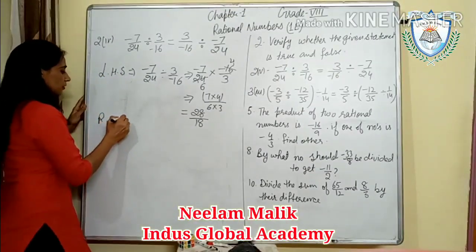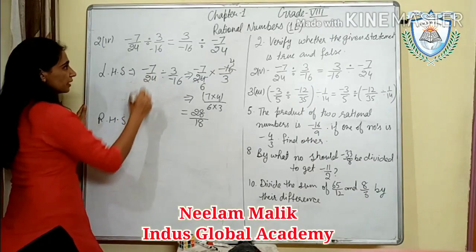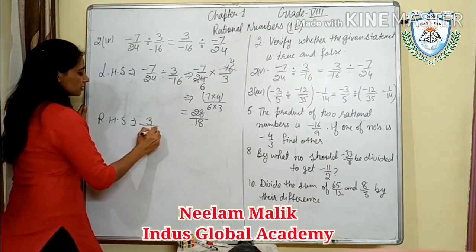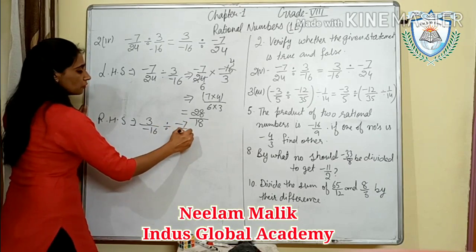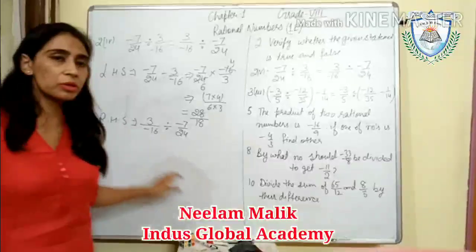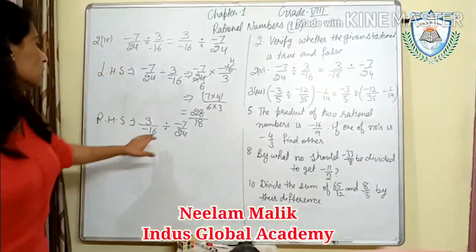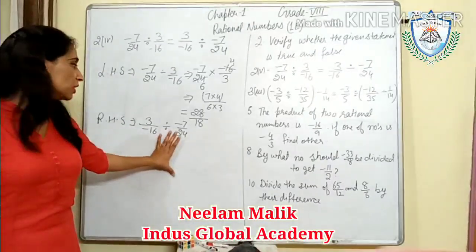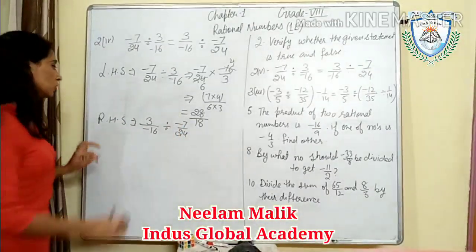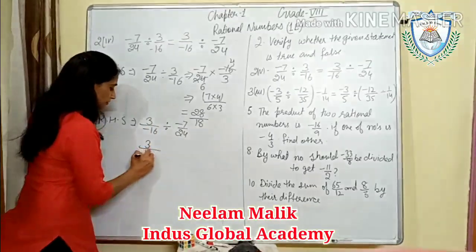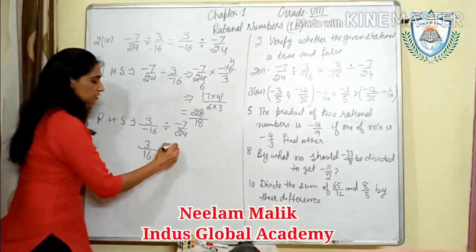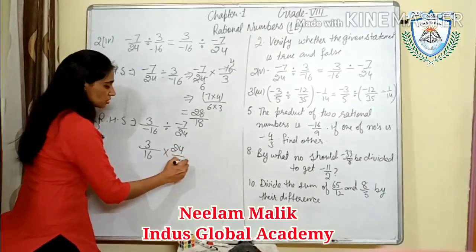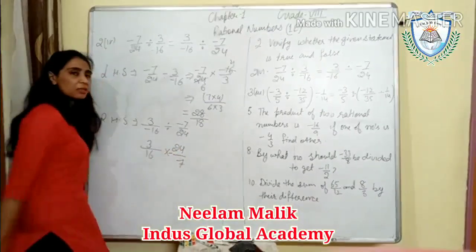Okay, what is our right hand side? 3 upon -16 divided by -7 upon 24. So the same method we will use here. First number as it is and division will be changed to multiplication. This will be the reciprocal. Okay, so write this as it is. Now convert this into multiplication and take the reciprocal. That means 24 upon 7. Minus will be here in the center.